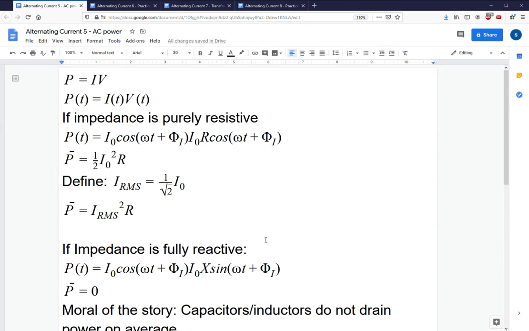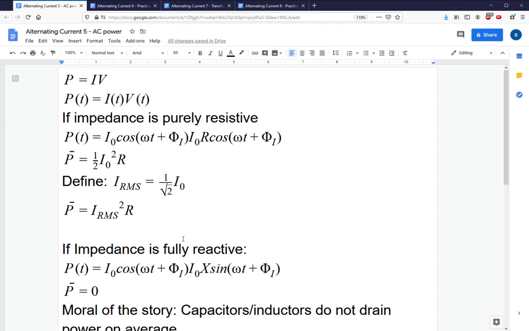So far, we have talked about the current and the voltage in AC systems, and how they are related by a form of Ohm's law that uses the impedance instead of just the resistance. Now we are going to talk about the power, and the power is a little bit more complicated.